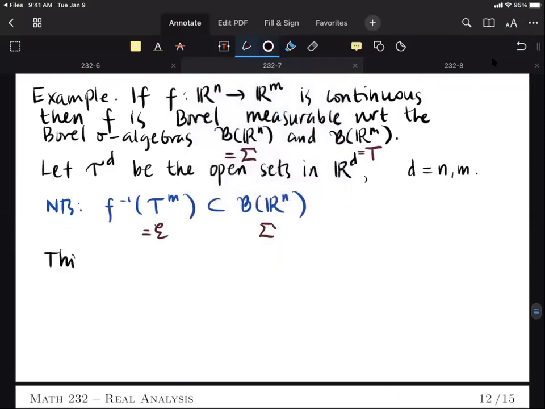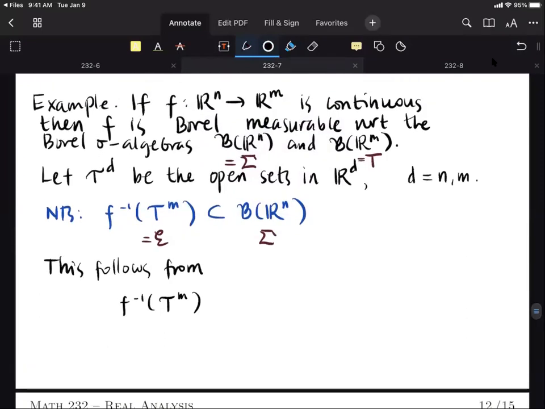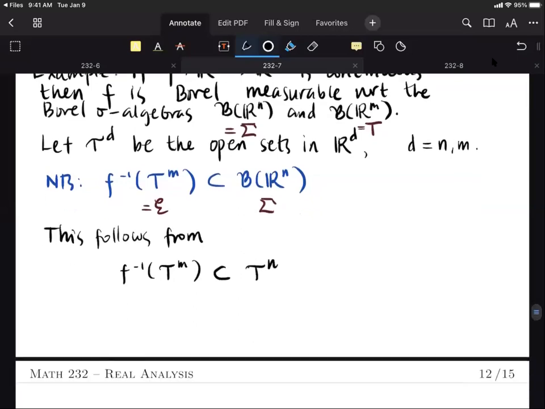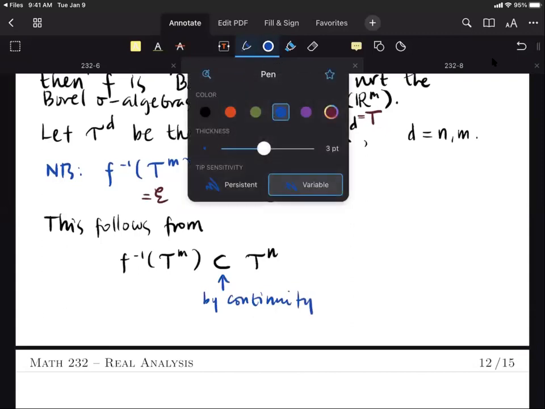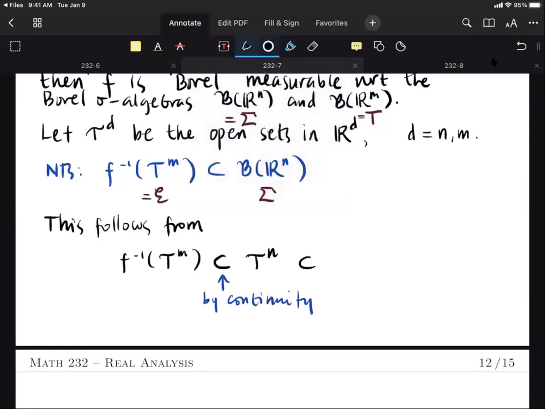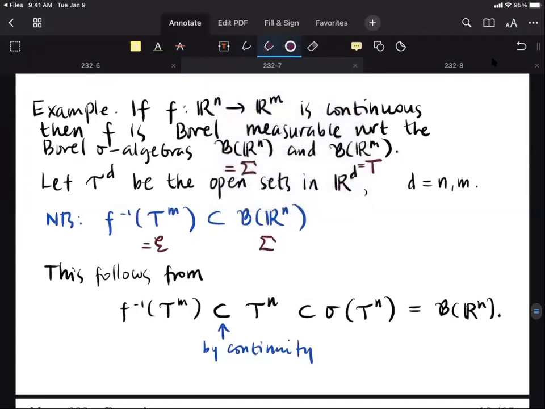However, this follows from the fact that the inverse image of an open set in the codomain Rm, by continuity, is an open set in the domain. So with this, take note that this, of course, is contained in the sigma algebra generated by tau n, and this is nothing but the Borel set in Rn. And that is what we would like to show. So therefore, a continuous function between Euclidean spaces is Borel measurable, that is, measurable with respect to the Borel sigma algebras.